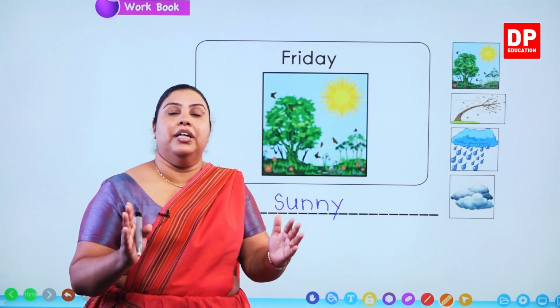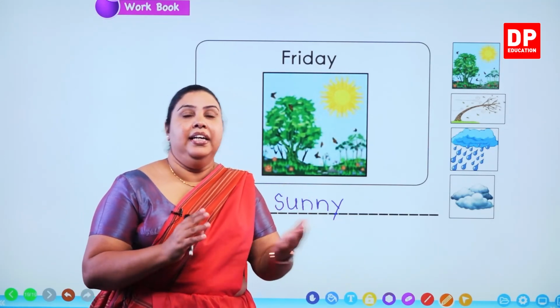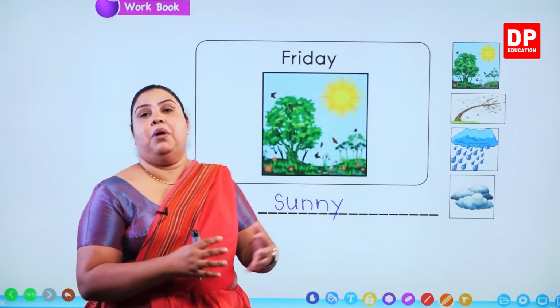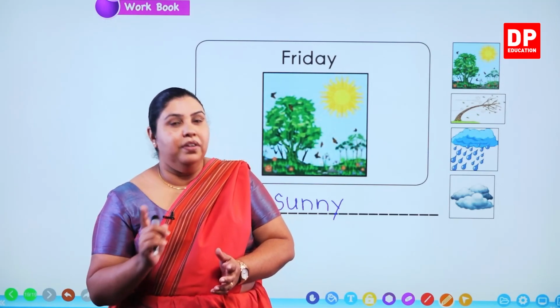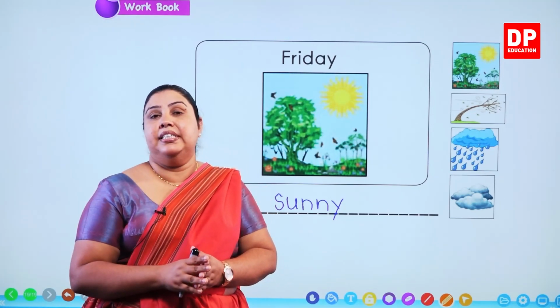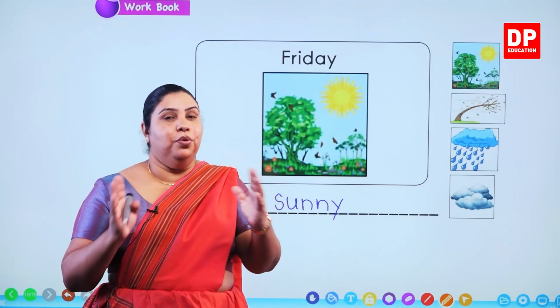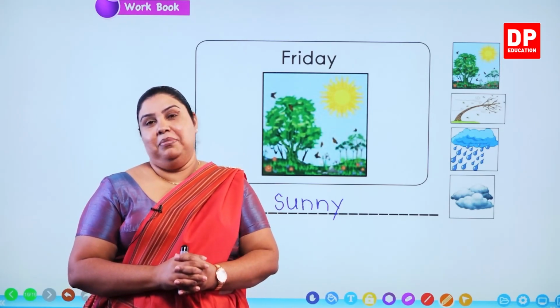So we have spoken about my calendar in our unit number 7, and in our lesson number 6 we spoke about the weather. So I want all of you to learn these 4 words, that is sunny, rainy, windy, and cloudy, before we complete our unit number 7.